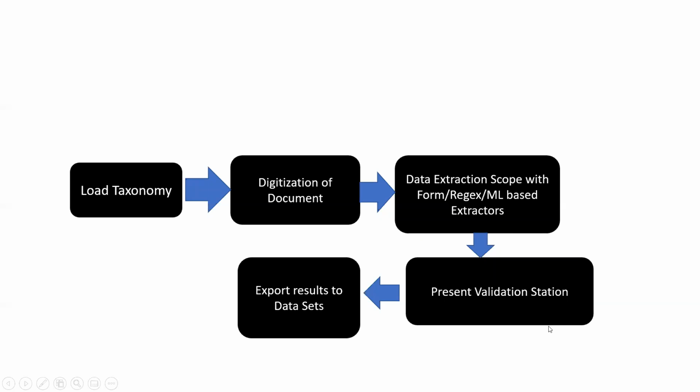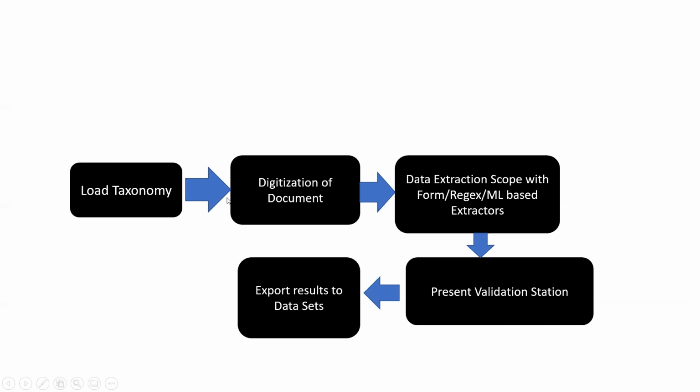station. This is something which a human has to be available and has to validate. And after that we would export the result into a data set. So this is the whole process that we have to follow in order to export the results. So let's see one by one in detail.